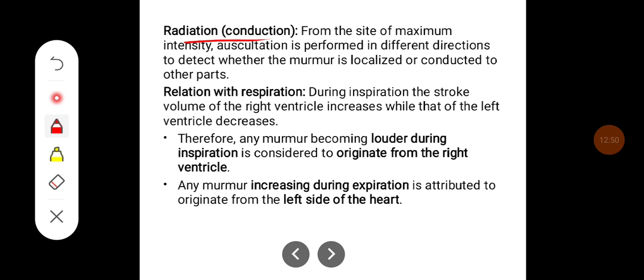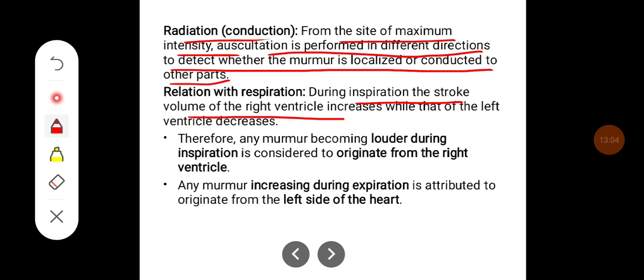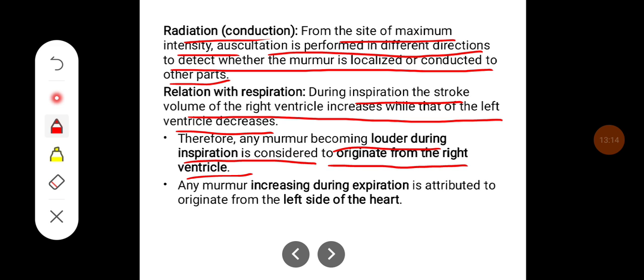Radiation or conduction. From the site of maximum intensity, auscultation is performed in different directions to detect whether the murmur is localized or conducted to other parts. During inspiration, the stroke volume of the right ventricle increases while that of the left ventricle decreases. Therefore, any murmur becoming loud during inspiration is considered to originate from the right ventricle, and any murmur increasing during expiration is attributed to originate from the left side of the heart.